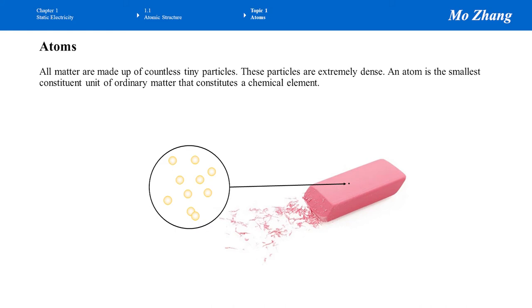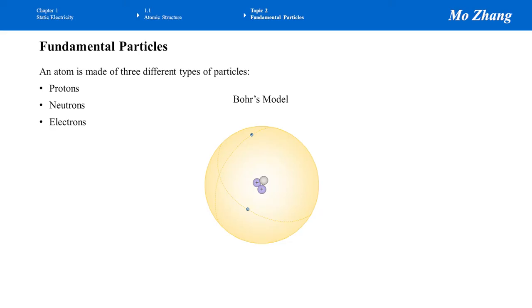So here is called the Bohr's model of an atom. An atom is made of three fundamental types of particles. They are protons, neutrons, and electrons. This is just a model called Bohr's model of this atom. And as you can see, these particles are color-coded. They are in different colors. We're going to talk about the meaning of these colors very soon.